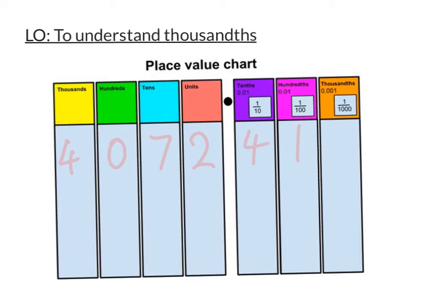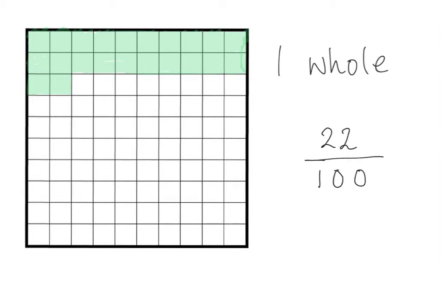Okay, let's have a look more at hundredths. Okay, so here I've got a 100 square. And remember last lesson we looked at the fact that this 100 square was representing one whole. So here, if I count them up, I can see that I've got 22 parts shaded, and altogether there are 100 parts. So my fraction is 22 hundredths.